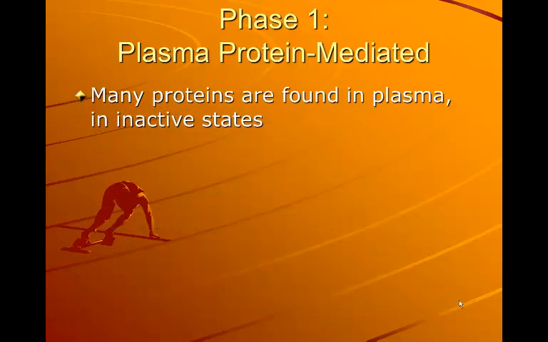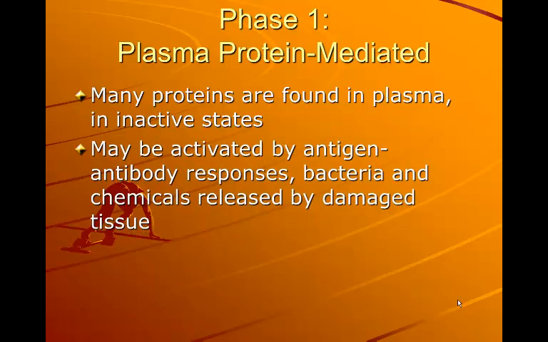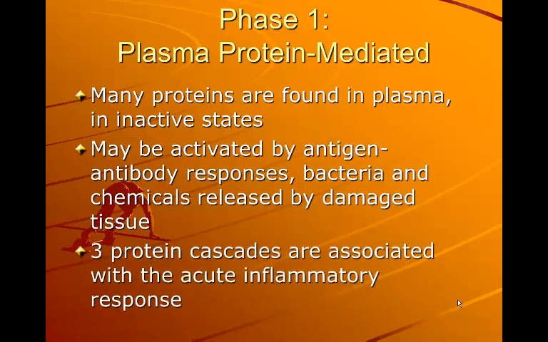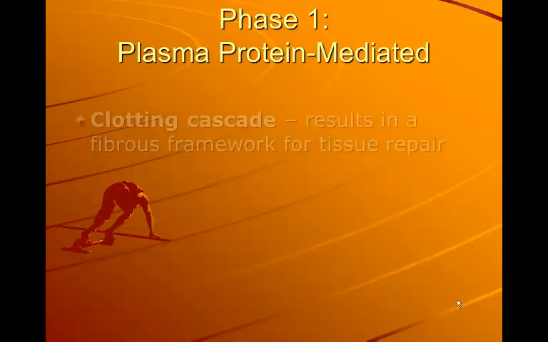Plasma protein mediated. Many proteins are found in plasma in inactive states. They may be activated by antigen-antibody responses, bacteria, and chemicals released by damaged tissue. Three protein cascades are associated with the acute inflammatory response.